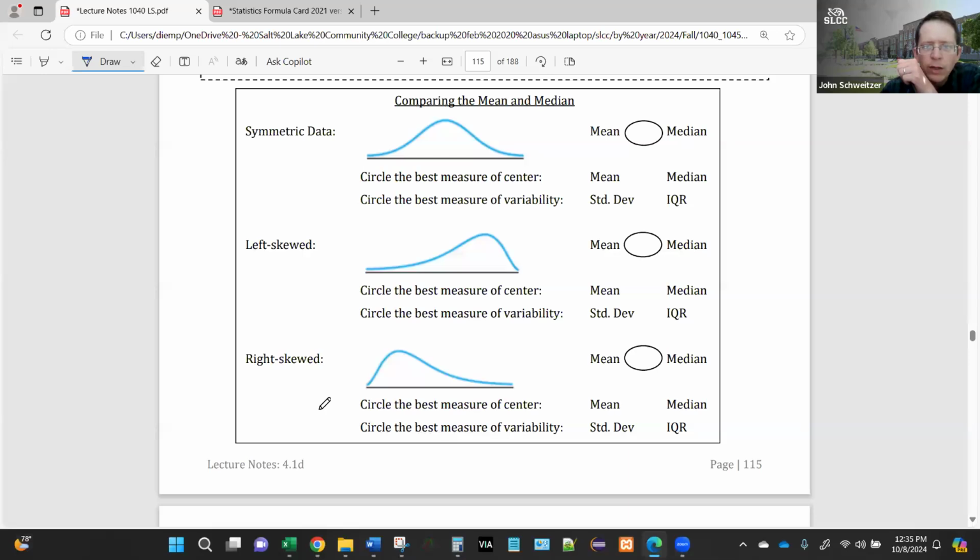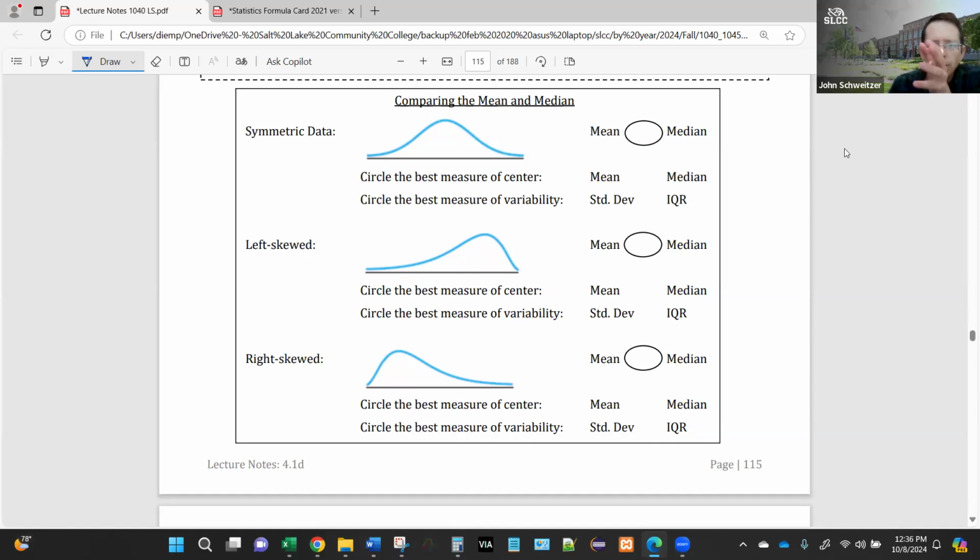I want you to be really comfortable with this graphic. I'm going to ask you questions related to this on the next exam. So what is it? It's thinking about skew and resistance at the same time.